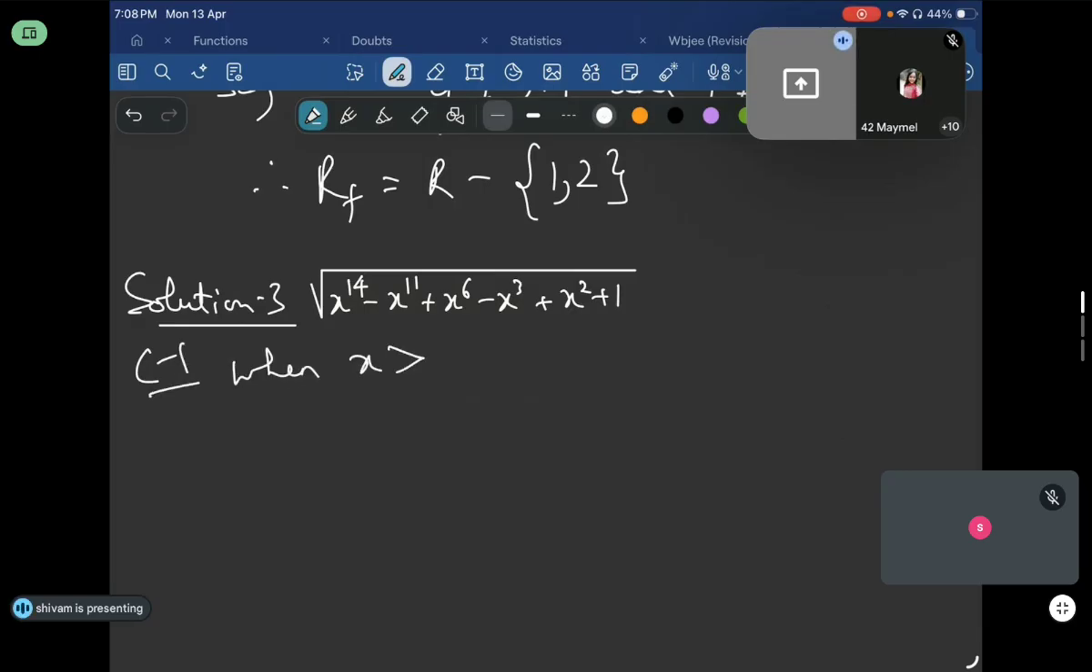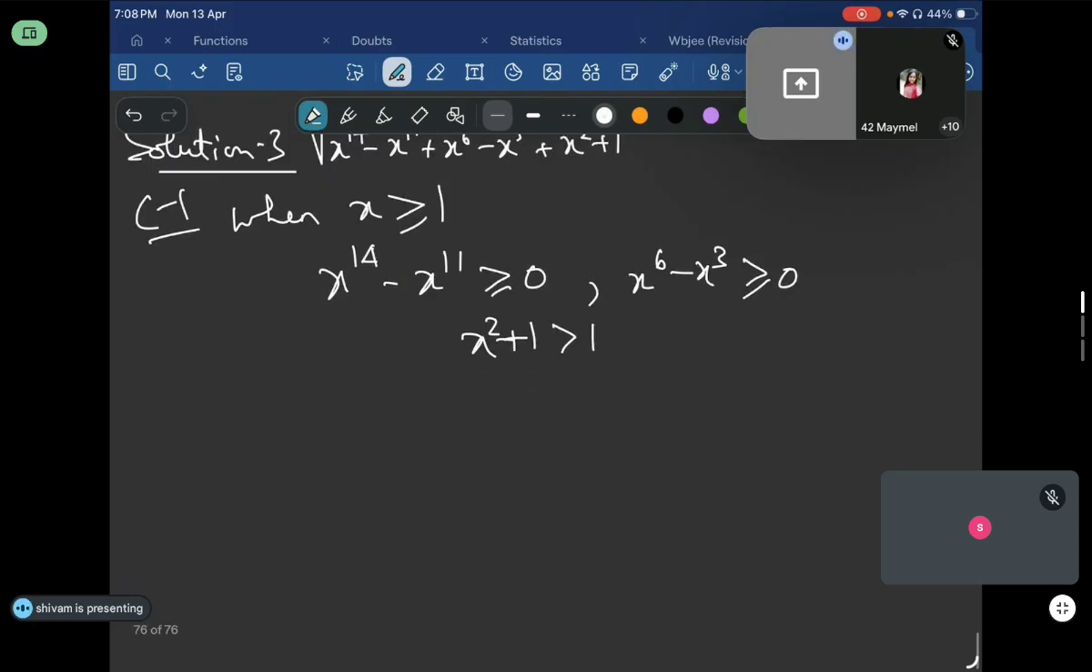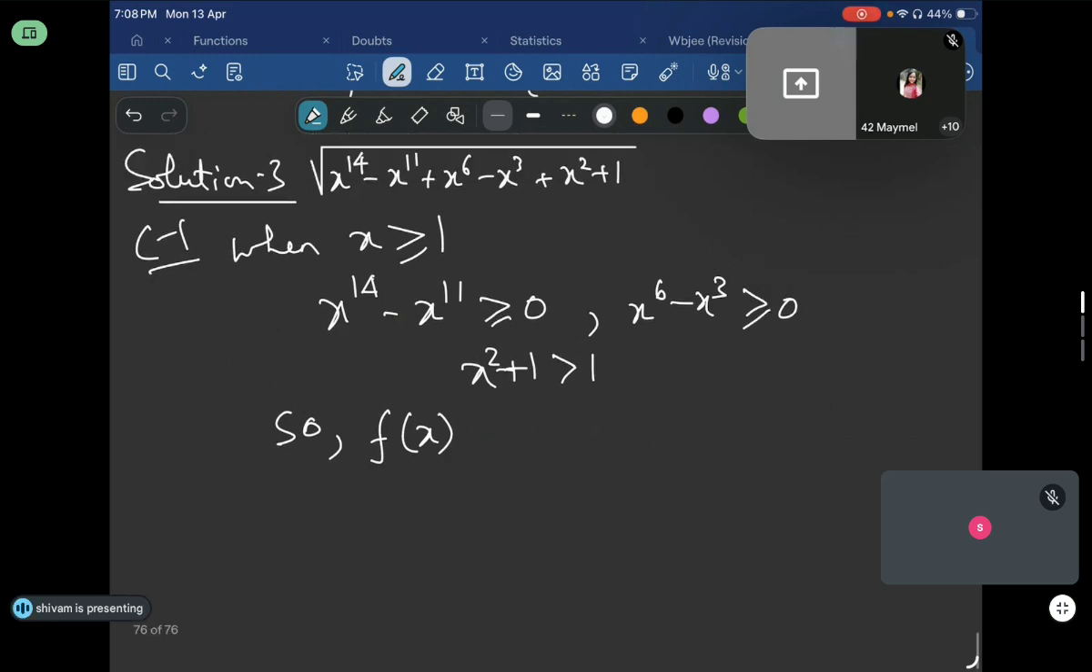When x is greater than or equal to 1, x to the power 14 minus x to the power 11 is greater than or equal to 0. x to the power 6 minus x to the power 3 is greater than or equal to 0. And x square plus 1 is strictly greater than 1. So I can say that the whole function is greater than 1. Are you people getting? Yes or no? So this domain is valid, x greater than or equal to 1.